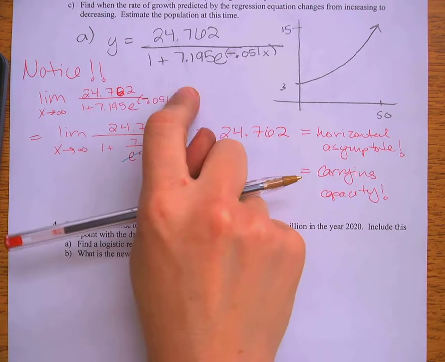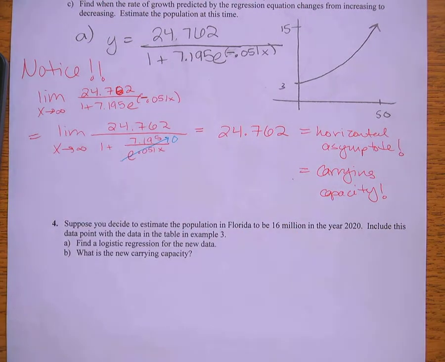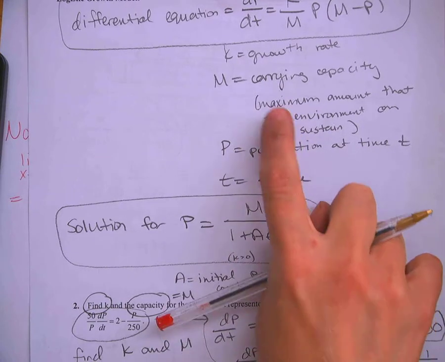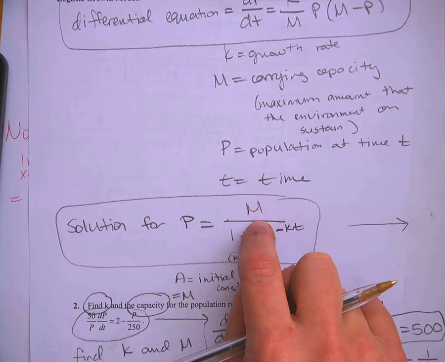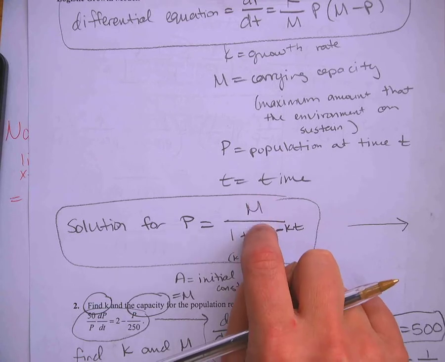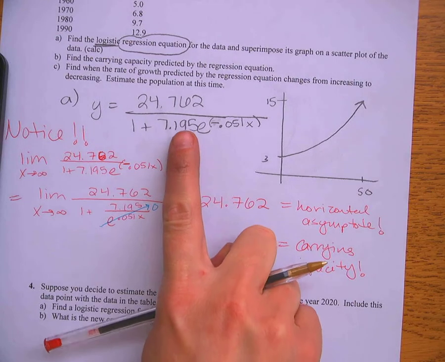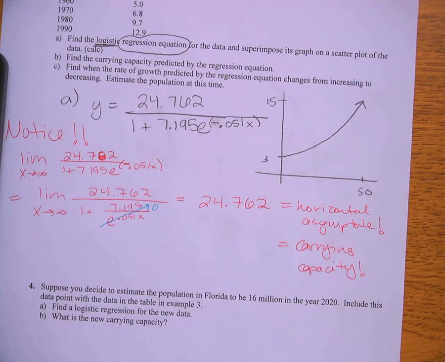And if you compare this setup with the equation that we solved for, you see that the m, which was the carrying capacity, always ends up being the numerator of a logistic equation because it always ends up being the horizontal asymptote. So if you're given the equation in this form and asked to find the carrying capacity, it's pretty much going to be whatever number's in the numerator.